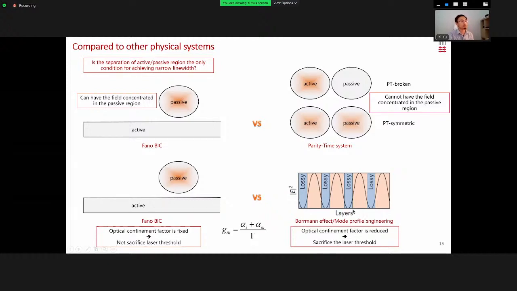But if we do this mode profile engineering, that is basically we concentrate more field in the passive regions and leave the antinode of the field in the active regions, and then we reduce the optical confinement factor, which increases the laser threshold.